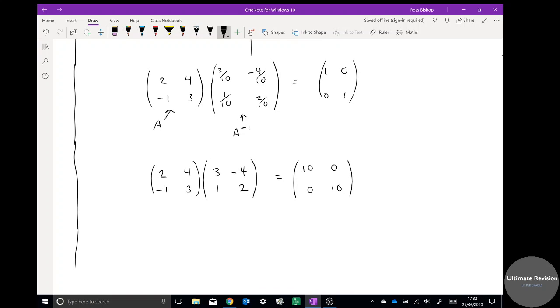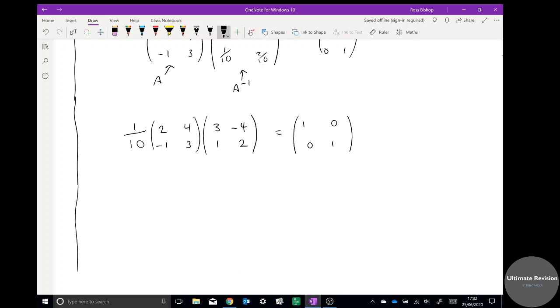So on the left hand side, I would then need to put 1 over 10. I'd need to times it by a tenth, and then that would eliminate this issue here. Okay. So where does the tenth come from? Where does this matrix come from?